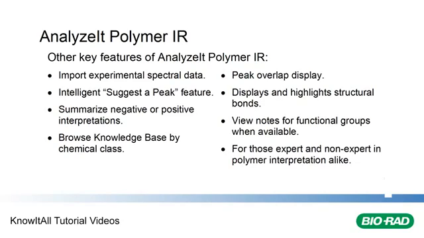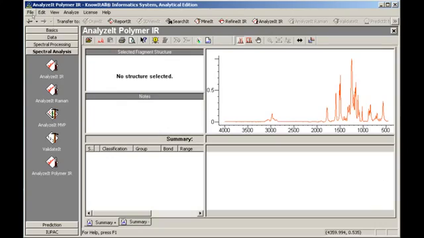Many of these will be shown as we demonstrate how the AnalyzeIt Polymer IR software can help you to interpret and classify infrared spectra of polymers. We will examine two spectra, one mixture and one pure compound. We begin with a spectrum of a polymer that is known to be a mixture. Use the Preferences dialog box to check that the appropriate knowledge base is selected.